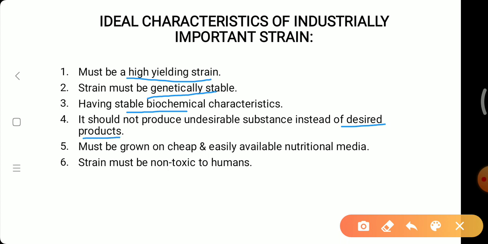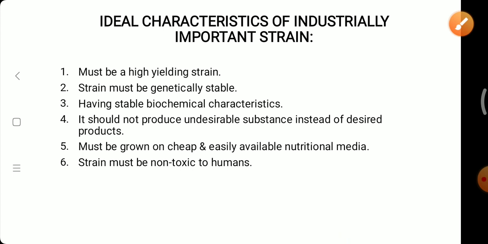Fifth point says that it must grow on cheap and easily available media. Its media requirement should not be so high or so sophisticated that it leads to a high cost of production. Sixth point says that strain must be non-toxic to humans. It means that it should be non-pathogenic to humans. These are some ideal characteristics of industrially important strain. Our strain must contain this type of characteristics.